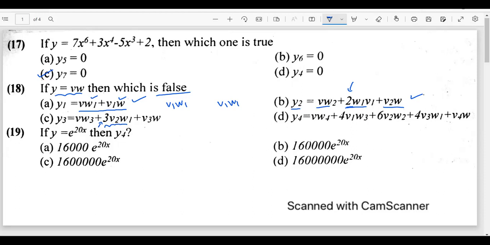Okay, so the answer is going to be C. And always remember to be sure about this part, if it's true or false. Then let's talk about one last question.